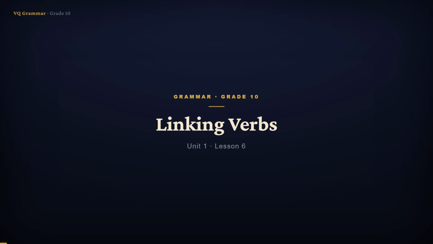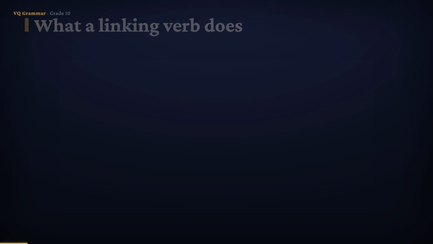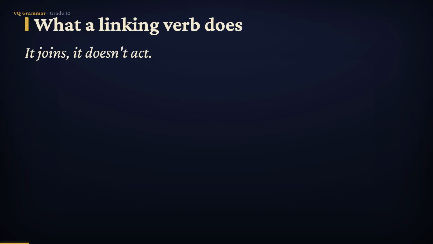Last lesson, we worked with action verbs, the ones that show something happening. But plenty of sentences have a verb where nothing happens at all. Nobody runs, nobody throws, nobody builds. Instead, the verb quietly reaches across the sentence and ties the subject to a word that tells us what the subject is, or what it's like. That's a linking verb, and once you can spot one, a whole layer of English opens up. Let's get into it. So, what exactly does a linking verb do?